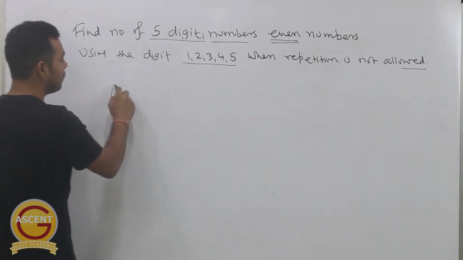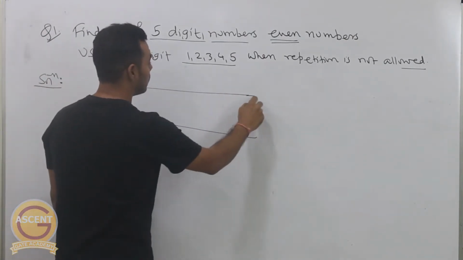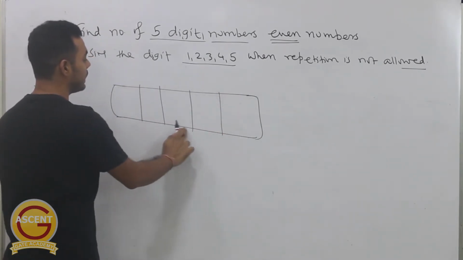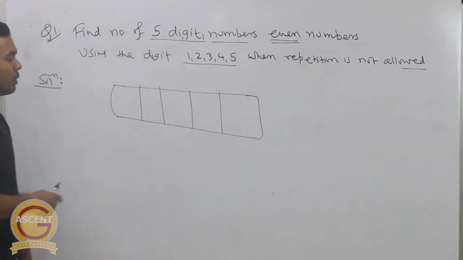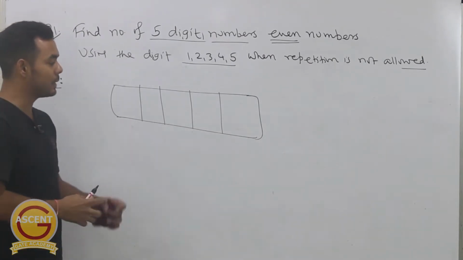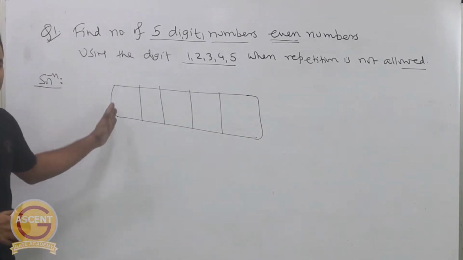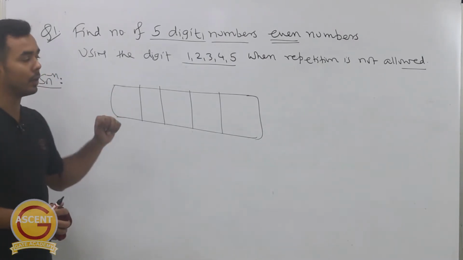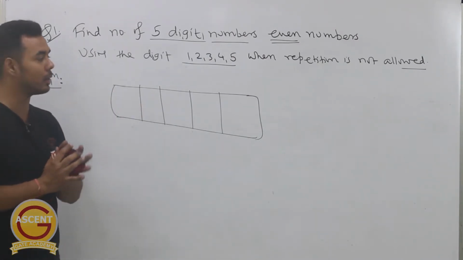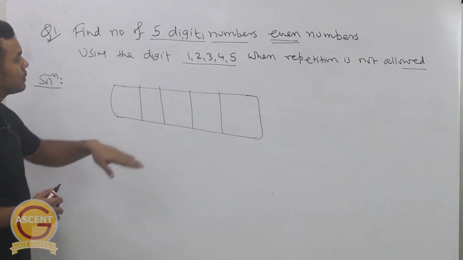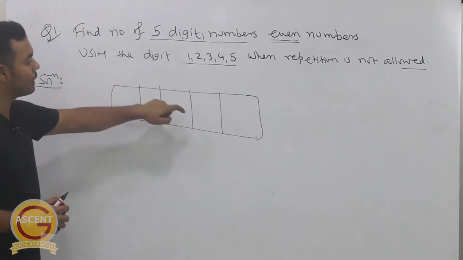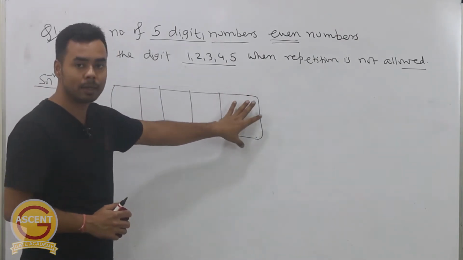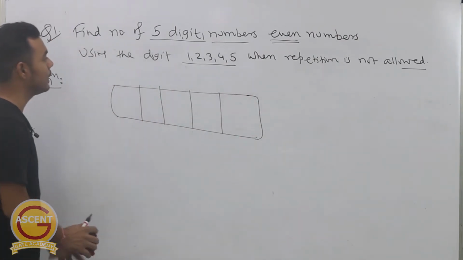So first of all we have to form a 5-digit number. So this means we have to form 5 boxes. Say these are the 5 boxes. Now since we have to form an even number, we have to start from the unit place. In the earlier example we started with the 1000 place because we cannot place 0 on the 1000 place; we had to place any non-zero digit there. Here the restriction is on the unit place: we have to place an even digit there.